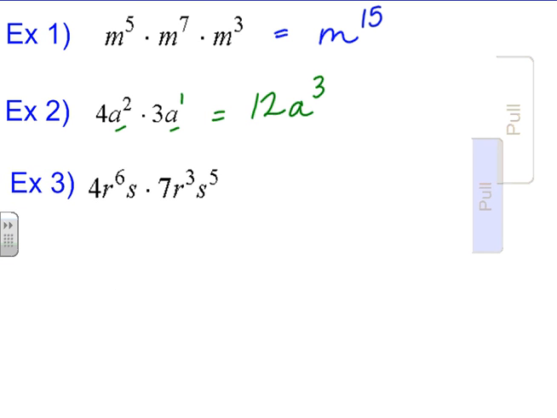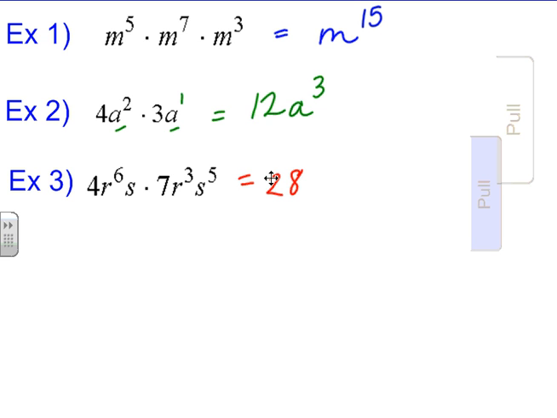Here's yet another example. 4r to the 6th s times 7r to the 3rd s to the 5th. And again, we're going to follow those same rules. We're going to multiply the numbers, 4 times 7, which is 28. We're going to add the exponents with the same base. So here we have 6 r's, 3 more r's. Altogether, we have 9 r's. Here we have 1 s and 5 more s's. So altogether, we have 6 s's.